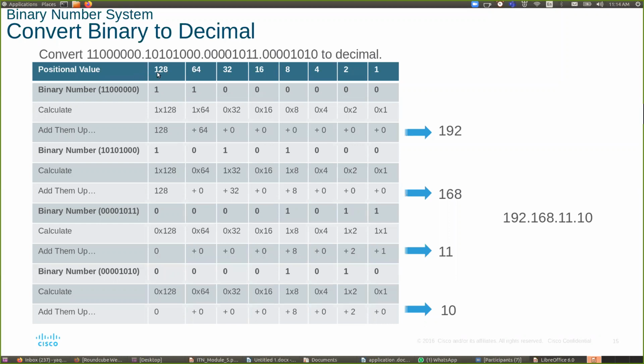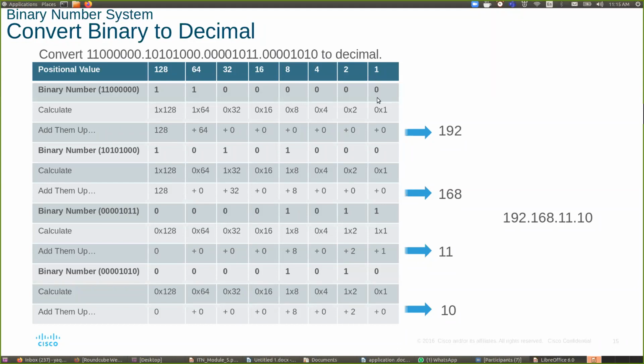So in essence, when you're trying to convert binary to decimal, you use the positional values. The positional values are here. 2 raised to the power 0 will give you 1. 2 raised to the power 1 will give you 2. 2 raised to the power 2 will give you 4. 2 raised to the power 3 will give you 8. 2 raised to the power 4 will give you 16. So these are the positional values.